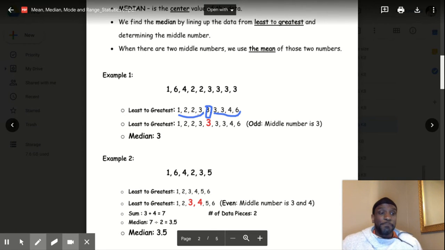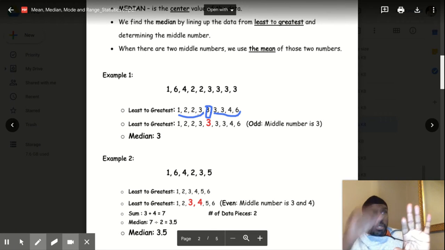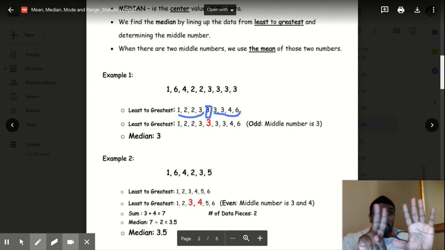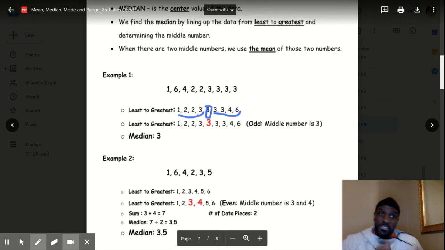It's the 5th number. If you have 5 numbers, the middle would be the 3rd. If you have 7, the middle would be the what? The 4th number. But put them in order from least to greatest first. Don't forget that. This is when you have an odd set of values. 5 numbers, 7 numbers, 9, 11. Those are easy to find the middle.